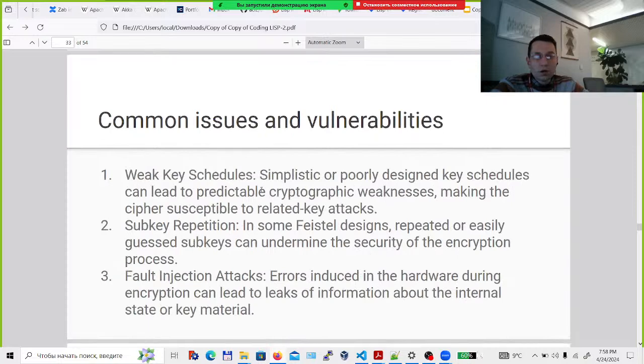So, common issues and vulnerabilities. There can be weak key schedules, simplistic or poorly designed keys that can lead to predictable cryptographic weaknesses, sub-key repetition, and fault injection attacks.